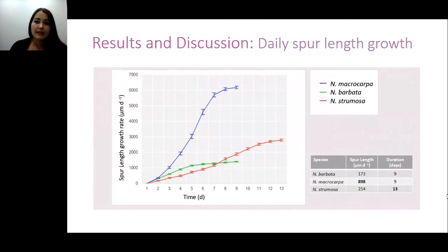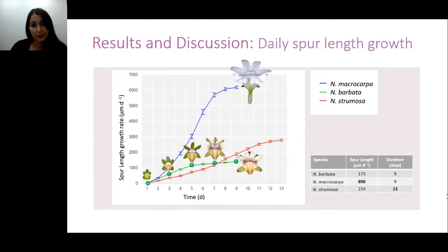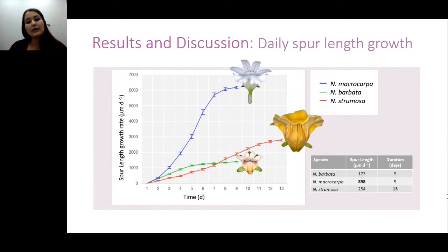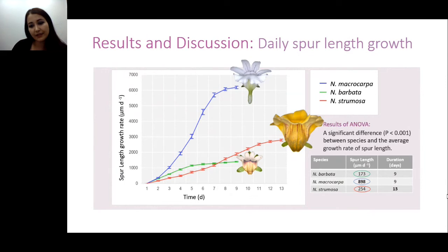Then this brings us to results and discussion of the daily spur length growth. Indicated in blue, you can see Nemesia macrocarpa, and I indicated the 5 developmental stages there, where we sampled on every second day. And then in green, we can see Nemesia barbata. And in red, which also had spur growth 4 days longer, is Nemesia thrombosa, which we sampled on every third day. From this we can see that the longest spur, Nemesia macrocarpa, also had the fastest spur length growth rate, which was much faster than the other two shorter spurred species. And the results of the ANOVA indicated a significant difference between species in the average growth rate over spur length.